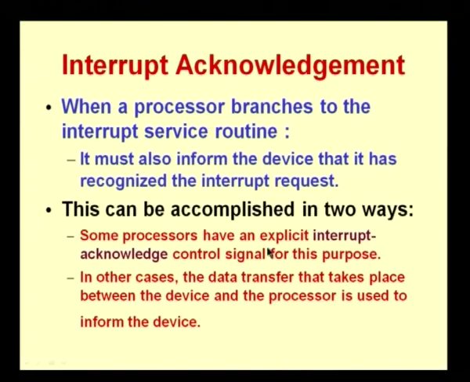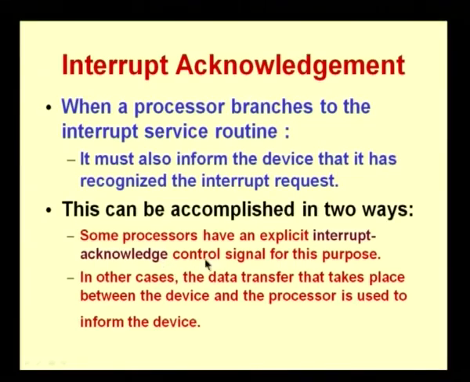So, how do we generate these interrupt acknowledgements, and how do you indicate to the device that the interrupt is being acknowledged? This can actually be done in two ways. Some processors have an explicit signal called the interrupt acknowledge signal, which is used for this purpose. Just as we talked about an interrupt request signal, which is an explicit control signal, we can also have an explicit interrupt acknowledge signal. When the interrupt is processed, this signal will be activated by the processor, and that will be information to the device that its interrupt is being serviced.